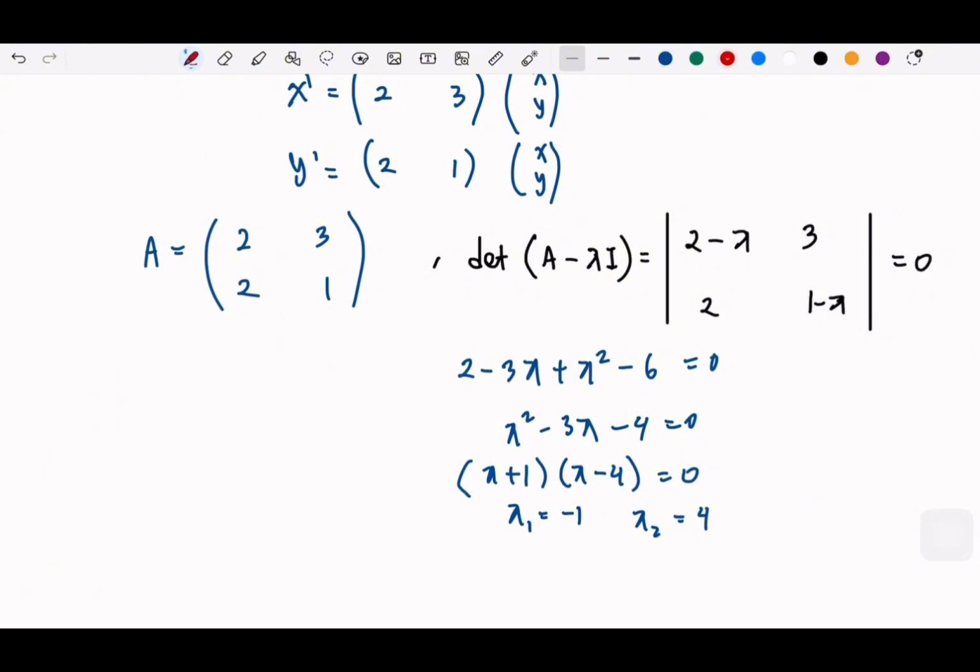After we get the lambdas, we need to find the k, the eigenvectors. And after we get the eigenvectors, we are going to plug into the final solution, the fundamental solution for the homogeneous system.